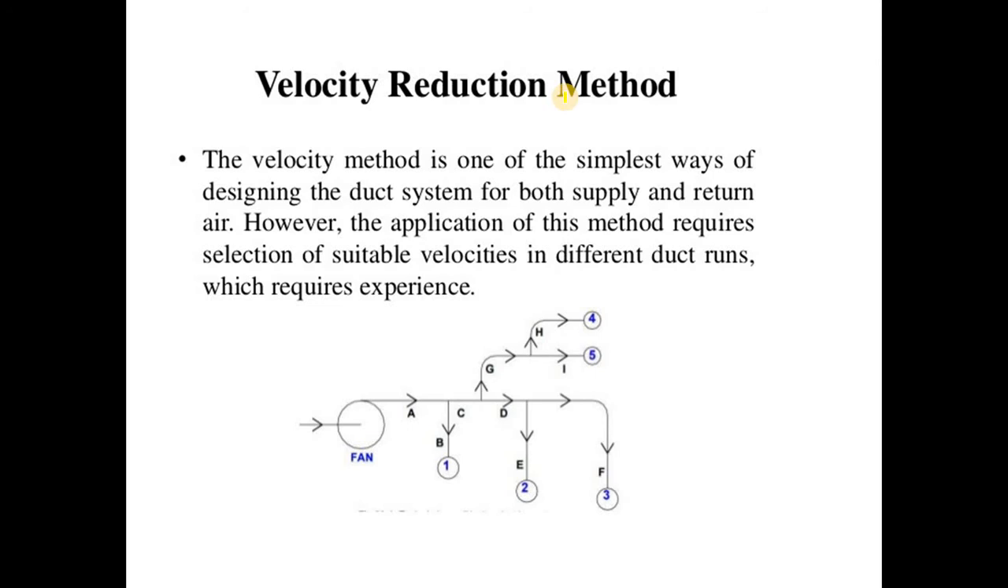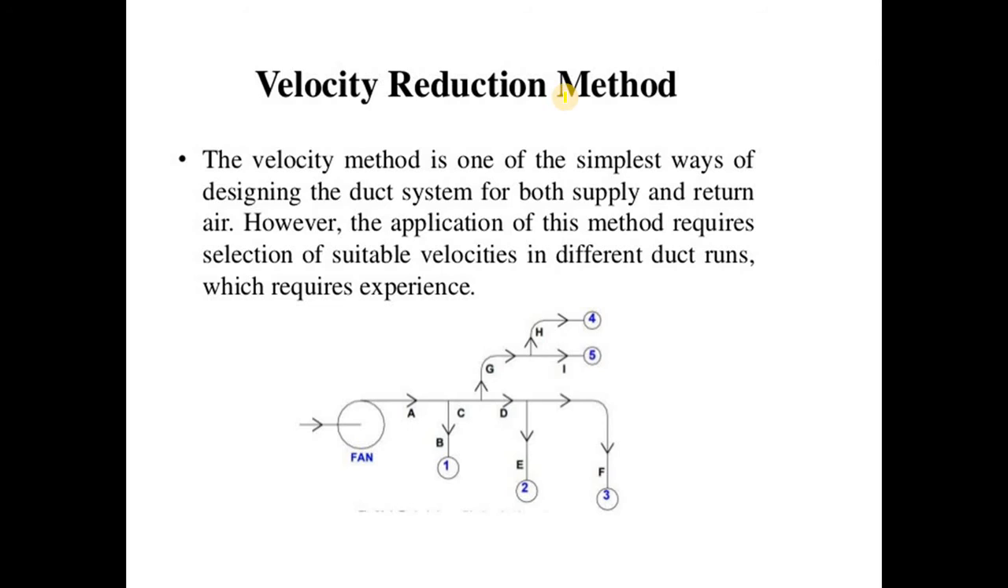So whatever air comes from the AHU is fresh and is supplied to the conditioned room. After it is utilized in that conditioned space, we have to give that air again for treatment through the return section. So this is again an important factor. However, the application of this method requires selection of a suitable velocity.